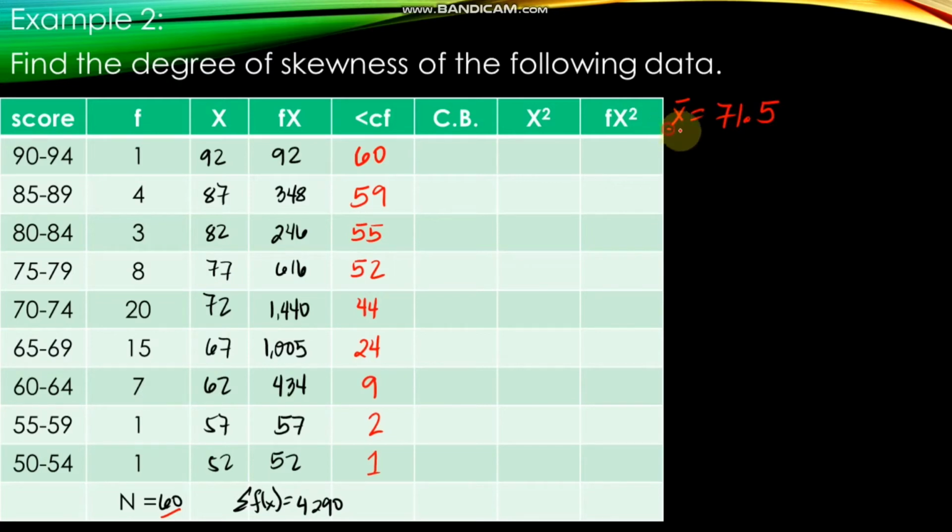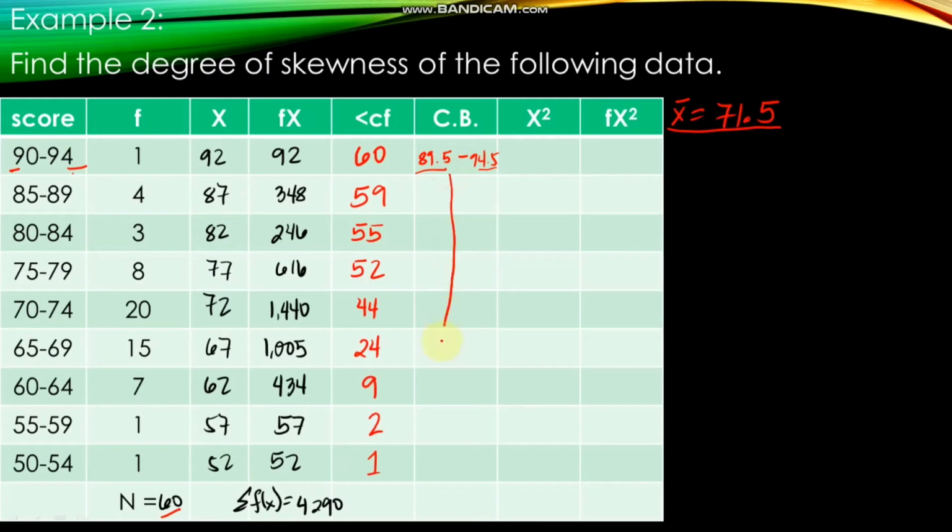Remember, that is the value of the mean. Next, the cumulative frequency, or that is, the lower boundary or class boundary of each class. So the class boundary, that is 89.5 to 94.5. We just add 0.5 here, then subtract 0.5 there. So 90 minus 0.5, that is 89.5, and 94 plus 0.5, so that is 94.5.